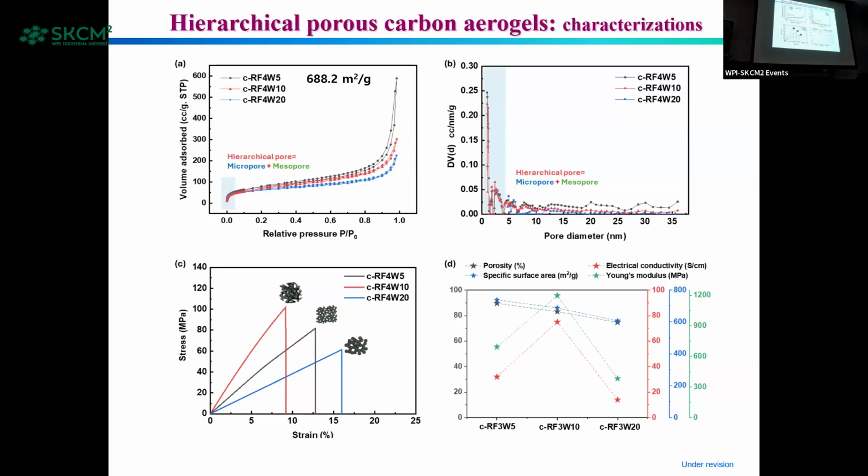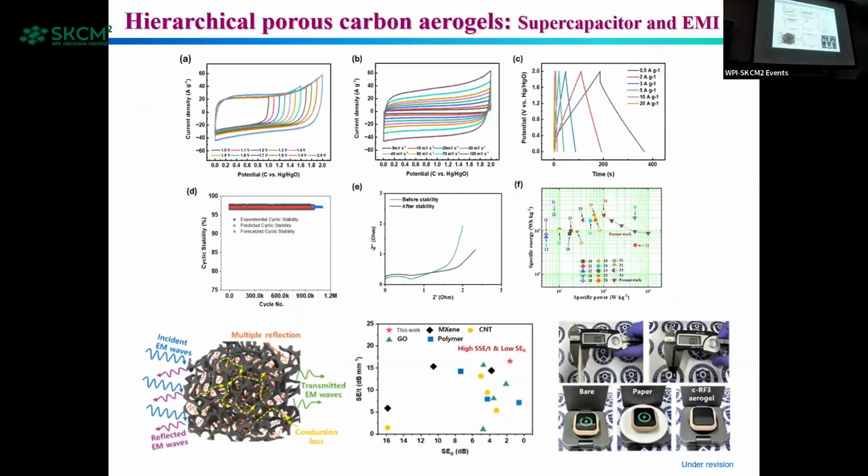And if you look at the electrical conductivity, the second sample has higher electrical conductivity because of its hierarchical pores and the high concentration of the carbon network in it. So it has higher electrical conductivity compared to other materials. And we use these materials for supercapacitor applications as well as EMI shielding applications.